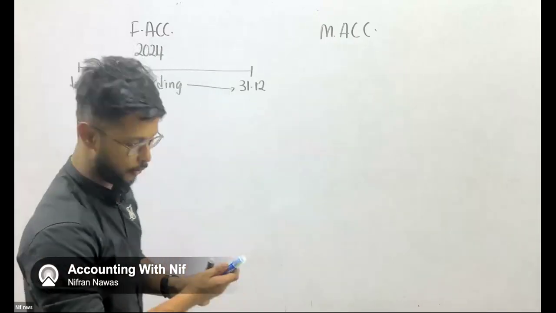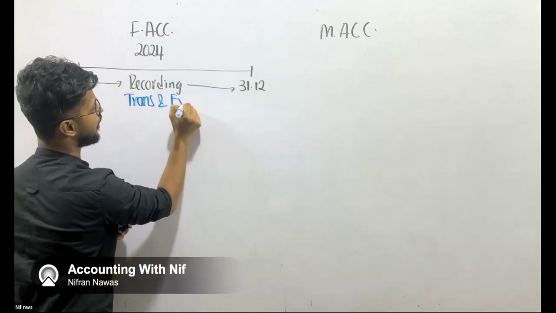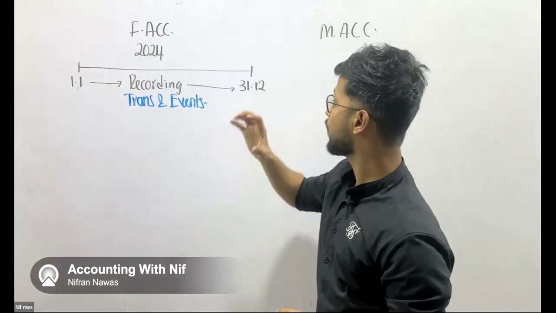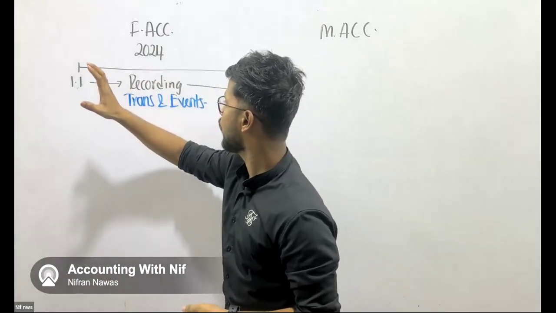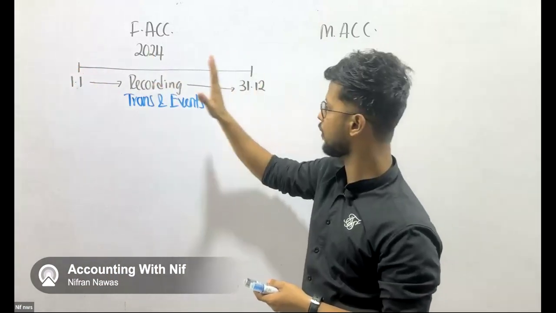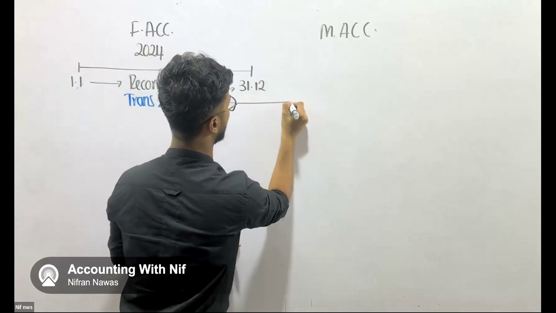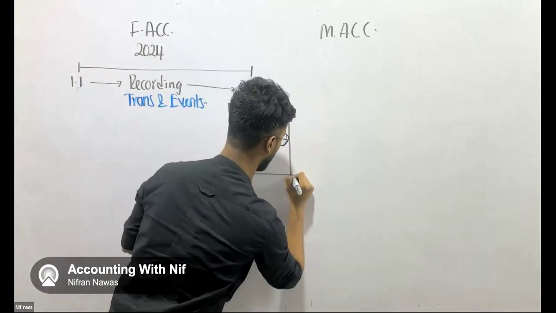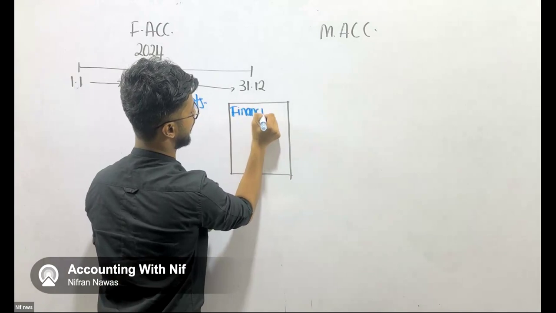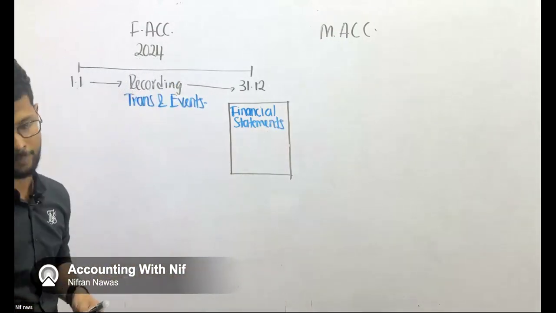And what do you record? You know, right? We record transactions and events. So we start from the beginning of a particular financial year, and until the end, all that we do is recording. And towards the end of the year, we prepare a report. That report is known as the financial statements.